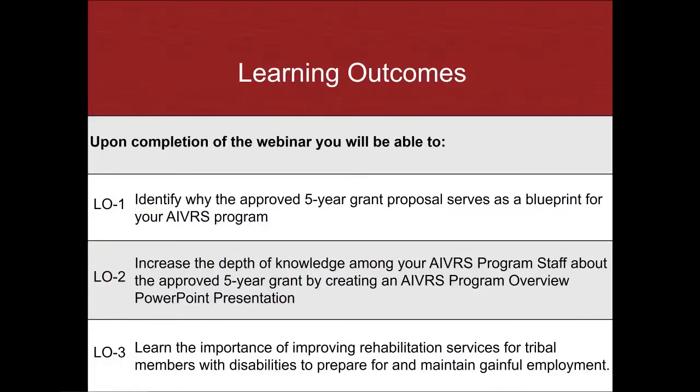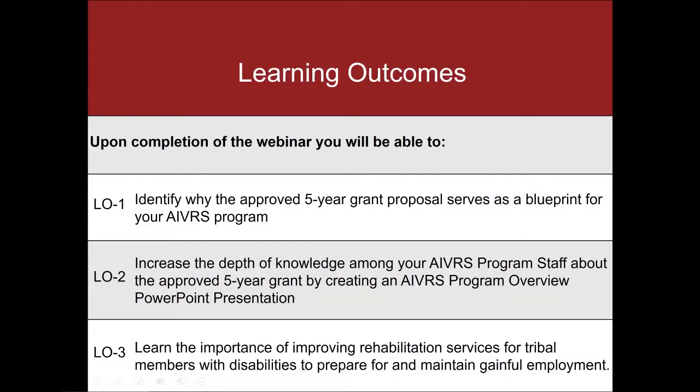Next slide. Some of the learning outcomes for this presentation is, one, identify why the approved five-year grant proposal serves as a blueprint for your AIVRS program. So basically, this is the who, what, when, and how. So who is the VR project intended for? The what is, what is the need for your tribal VR program? The how is, how will you address that need through this program? And when is, when will things get accomplished? So it's basically you're describing your grant proposal to someone who may not know any information about tribal VR.